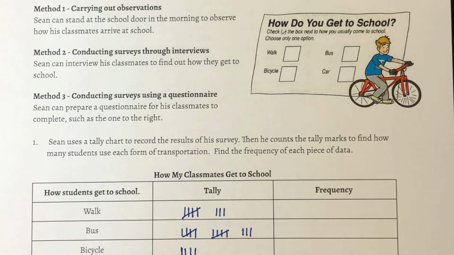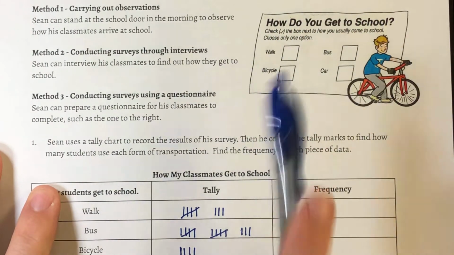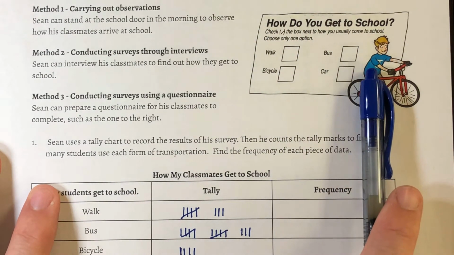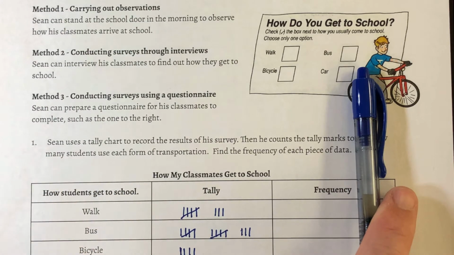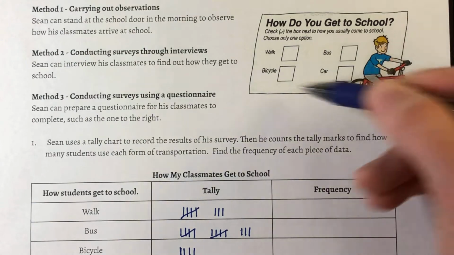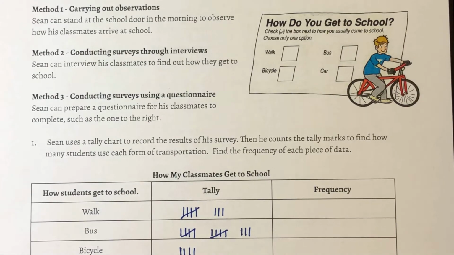Now, with this method, do you see any spot where it's asking for their name? No. So with this, students can remain anonymous. They don't have to say who they are. They don't have to tell Sean how they get to school. They are more likely to give an honest answer because they can just fold this paper, throw it in a basket, and Sean will not know specifically who answered what.